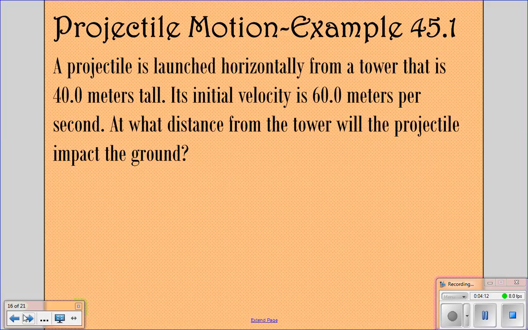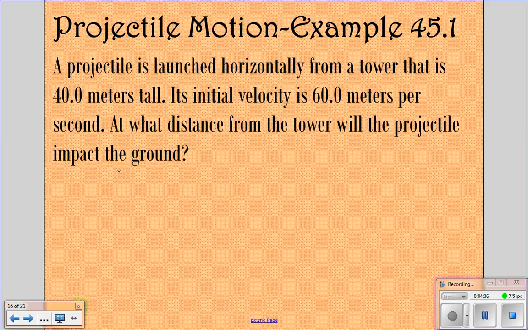So let's look at an example. A projectile is launched horizontally from a tower that is 40 meters tall. The initial velocity is 60 meters per second. At what distance from the tower will it impact the ground? Okay, so we're going to start with our y equations.